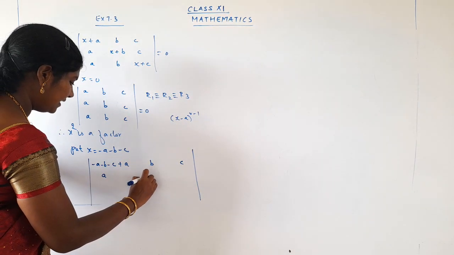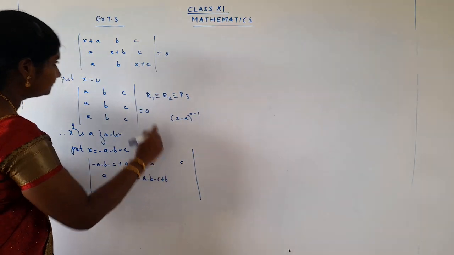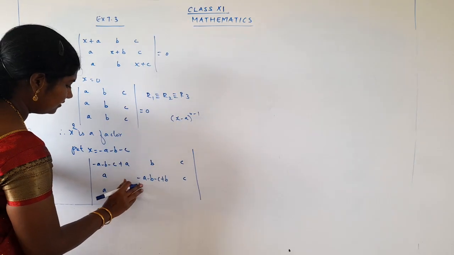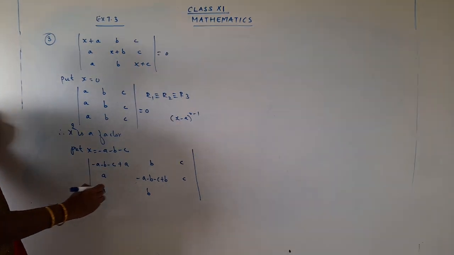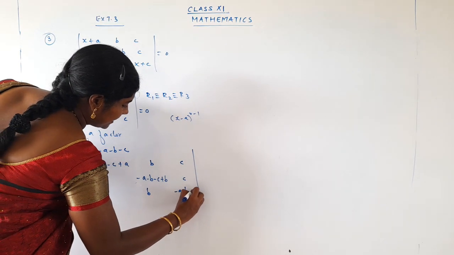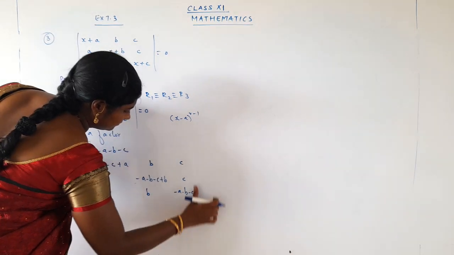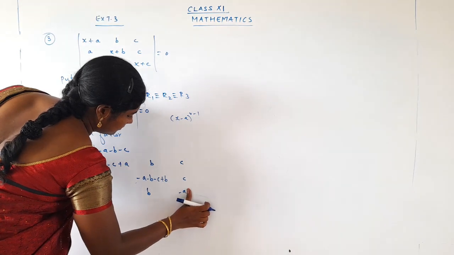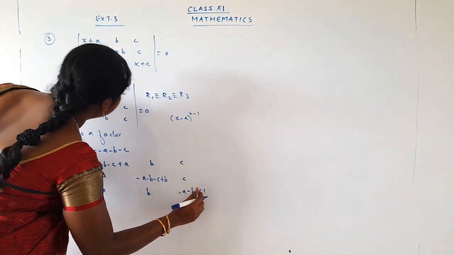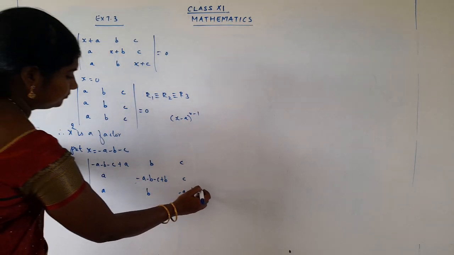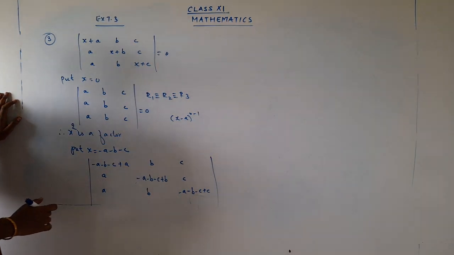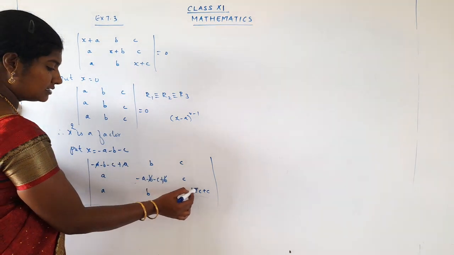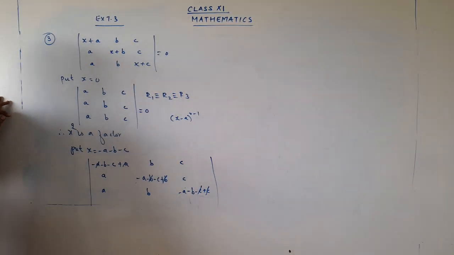So minus A, minus B, minus C plus B, C. This is A, B, minus A, minus B, minus C plus... Okay, let's see what we get here. Minus A plus A gets cancelled, minus B plus B gets cancelled, minus C and plus C gets cancelled. So whatever is left, I will take down the step.